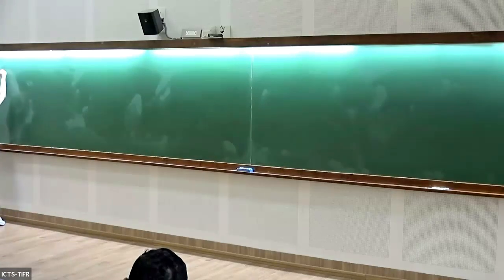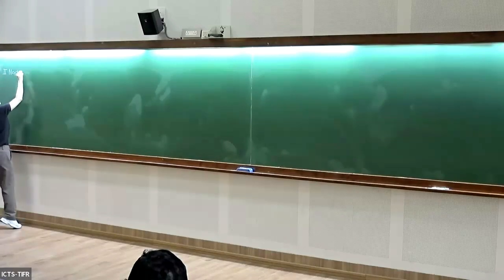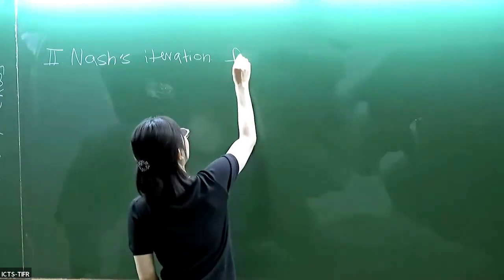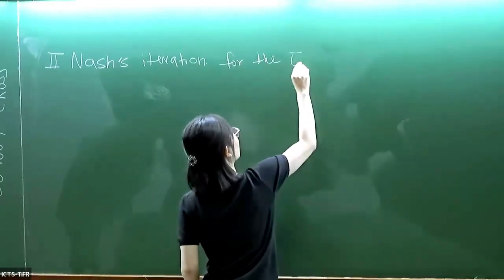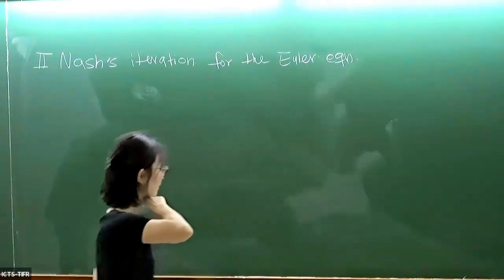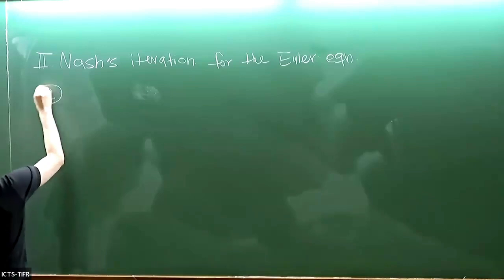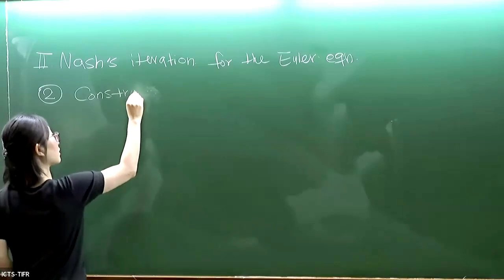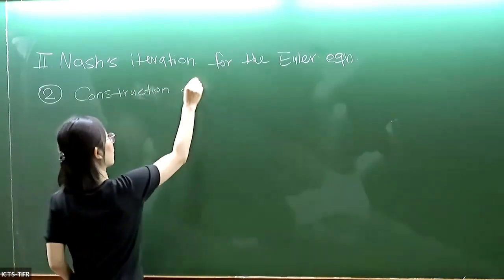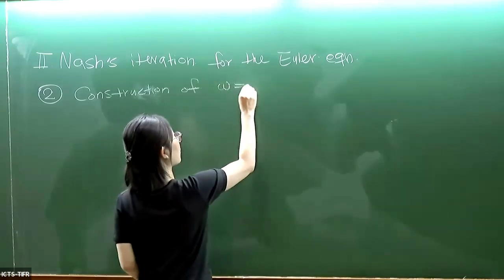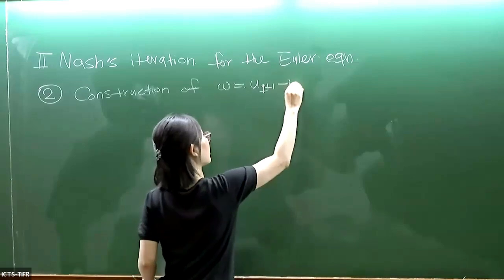So we are at this section of Nash iteration. And let me first start with the construction of the perturbation W. So this denotes the Q plus 1 U.